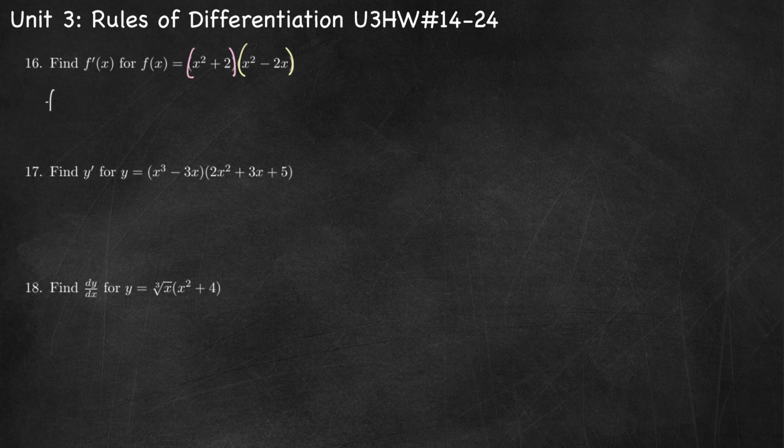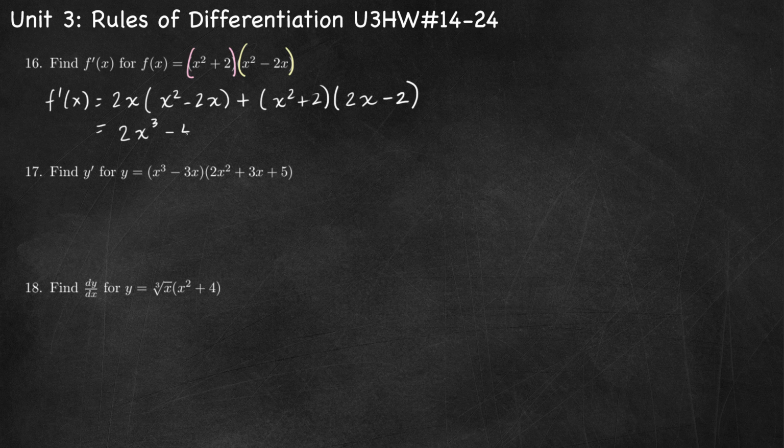Okay, so I want f prime of x, the derivative of the first, so derivative of x squared plus 2, and that's just 2x, times the second, x squared minus 2x, plus the first factor, x squared plus 2, times the derivative of the second factor. The derivative of x squared minus 2x is 2x minus 2. And if we simplify this, I'm going to distribute the 2x. I get 2x cubed minus 4x squared.